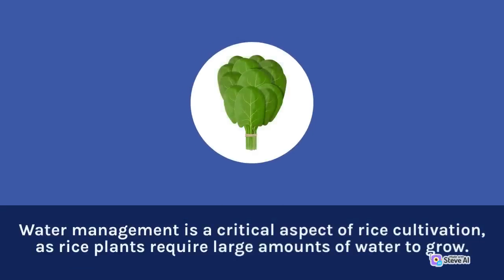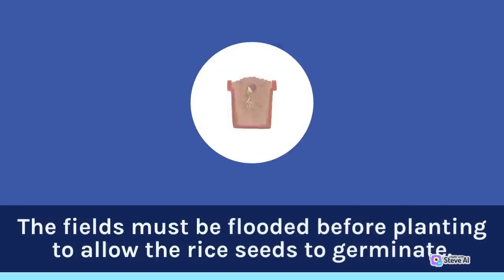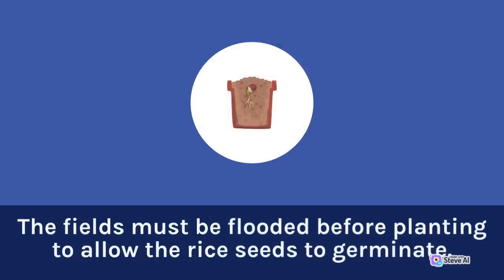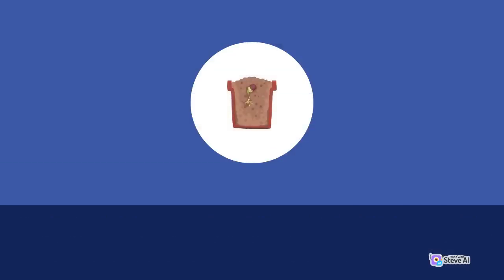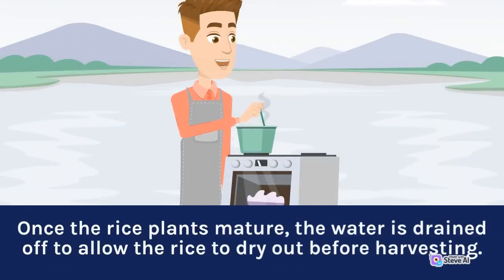Water management is a critical aspect of rice cultivation, as rice plants require large amounts of water to grow. The fields must be flooded before planting to allow the rice seeds to germinate. Once the rice plants mature, the water is drained off to allow the rice to dry out before harvesting.